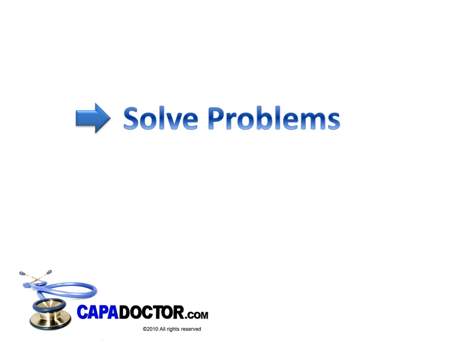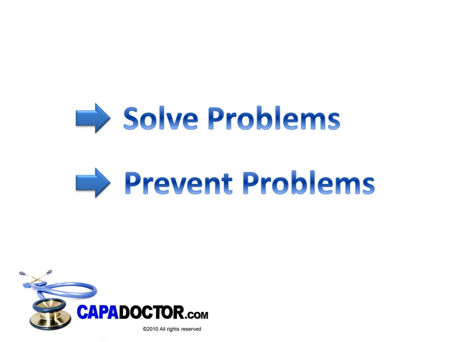A CAPA system serves two purposes. It is used to solve problems, and it is used to prevent problems. Exactly what is a problem, and what types of problems require the use of a CAPA system?